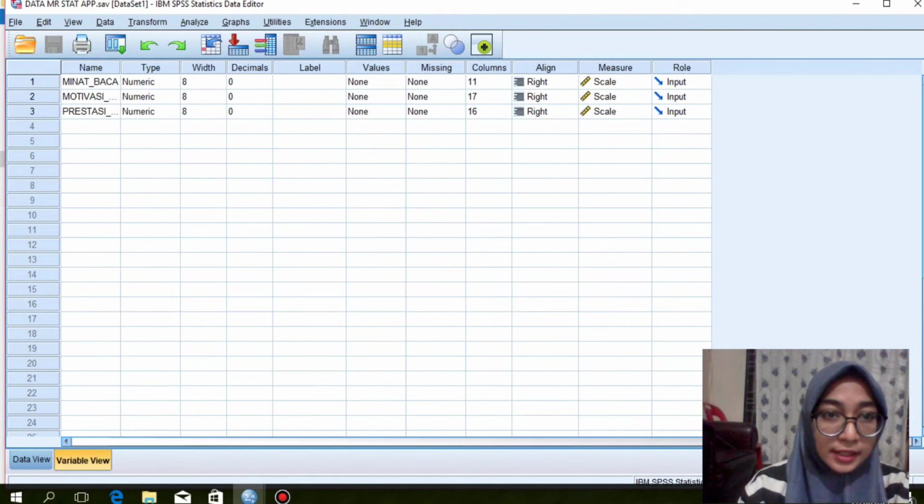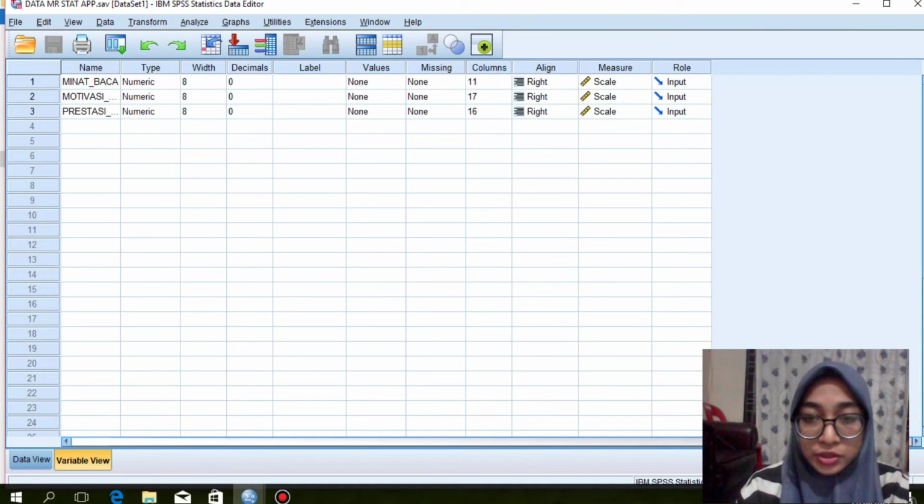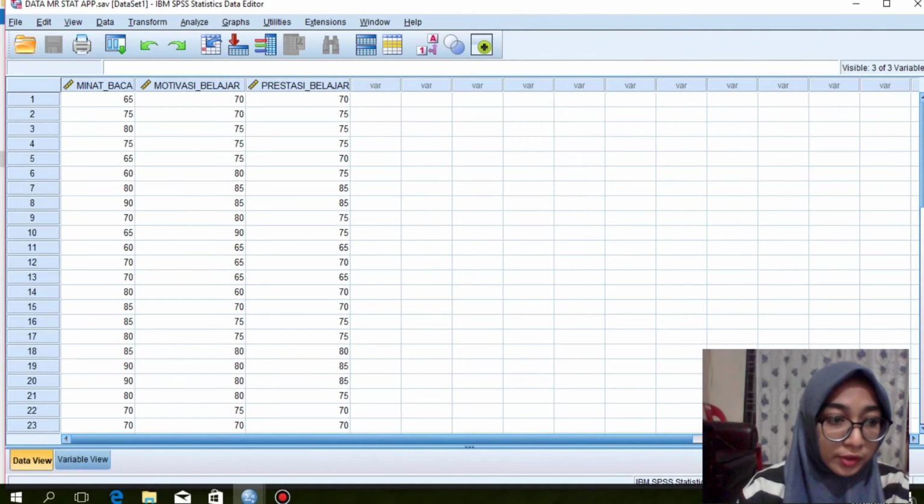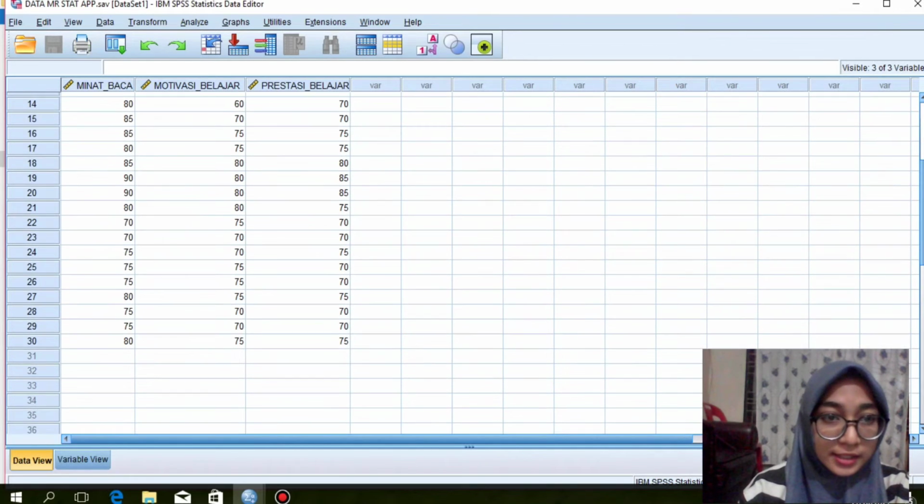You can see on the screen for the variable view, there are 3 variables. There are minat baca, motivasi belajar, dan prestasi belajar. For the type is numeric and the measure is scale. Next, the data view. We can type our data. As I say, there are 30 data.